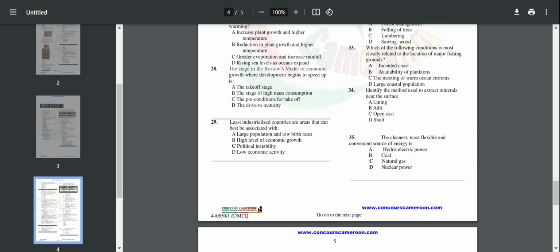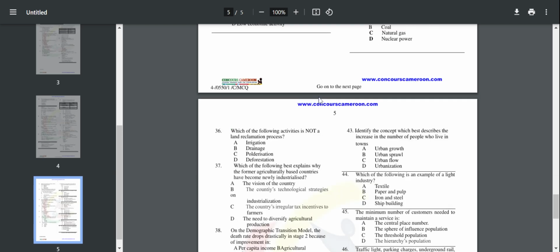Question 29. Least industrialized countries are areas that can... The answer is C, which is political instability.